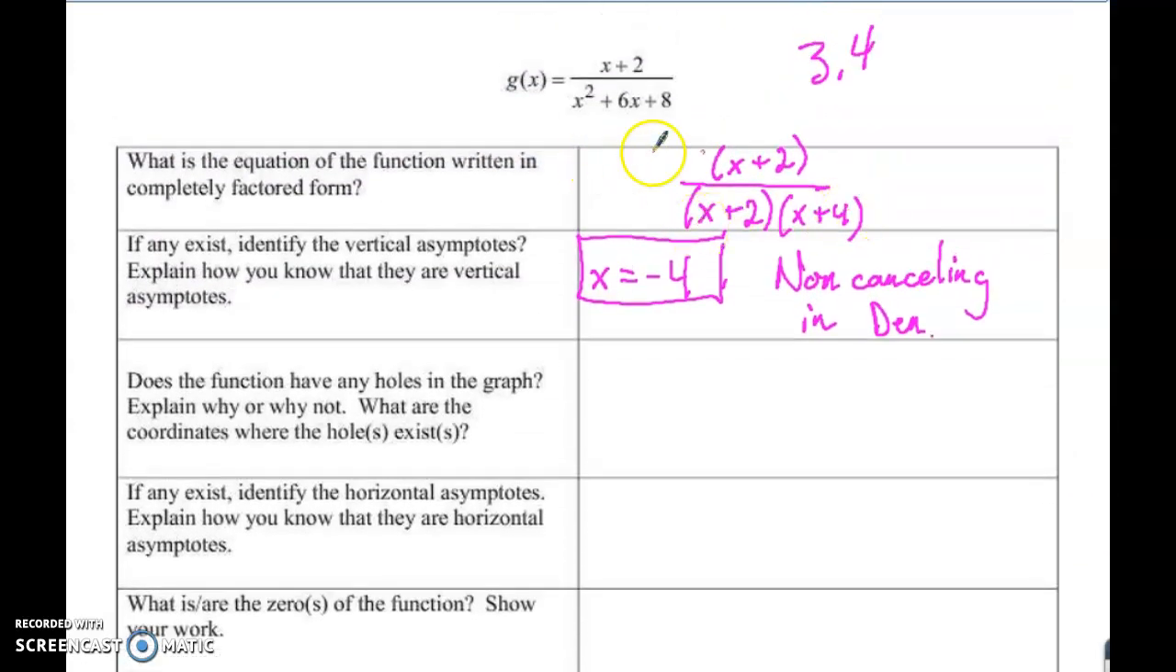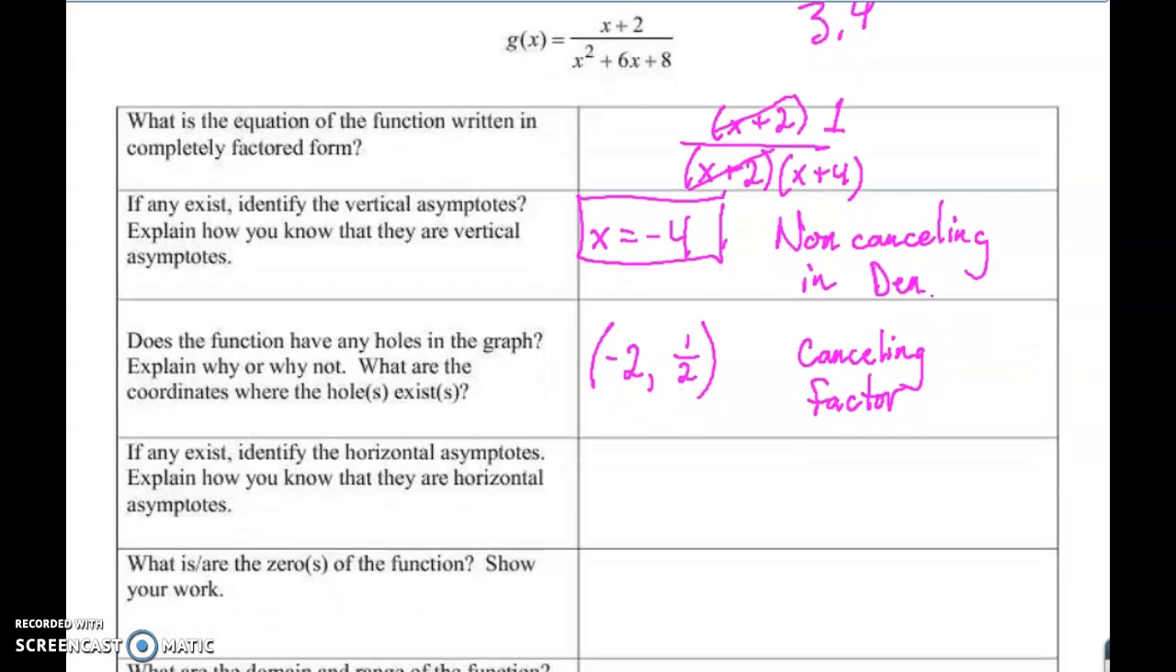What about the holes? Well, as you figure out that x plus 2 cancels, there's a hole at that ordered pair of negative 2. When you plug in, don't forget there's an implied 1 in the numerator. Negative 2 plus 4 would give you 2, so we're looking at 1/2. And it's the canceling factor. You don't have to say in the denominator or numerator, because if it cancels, it has to be in both.